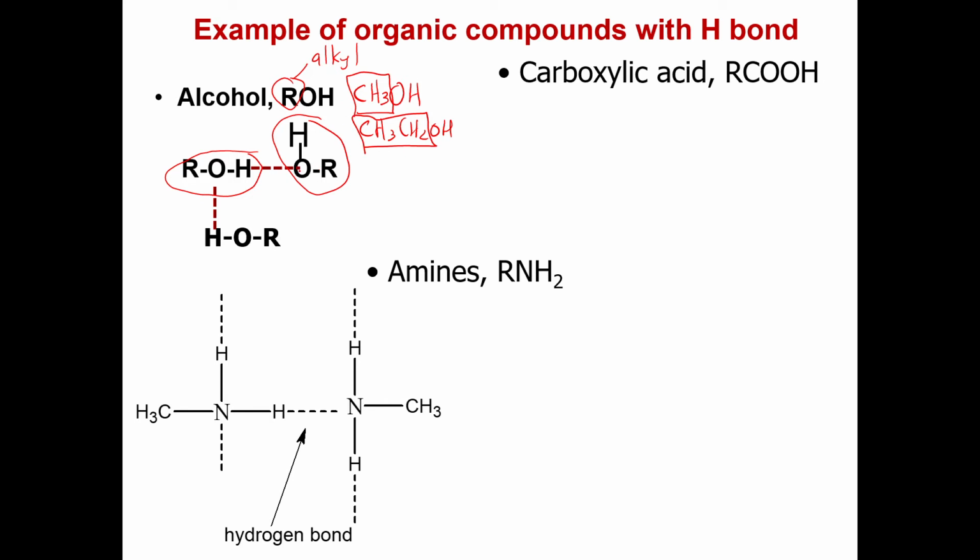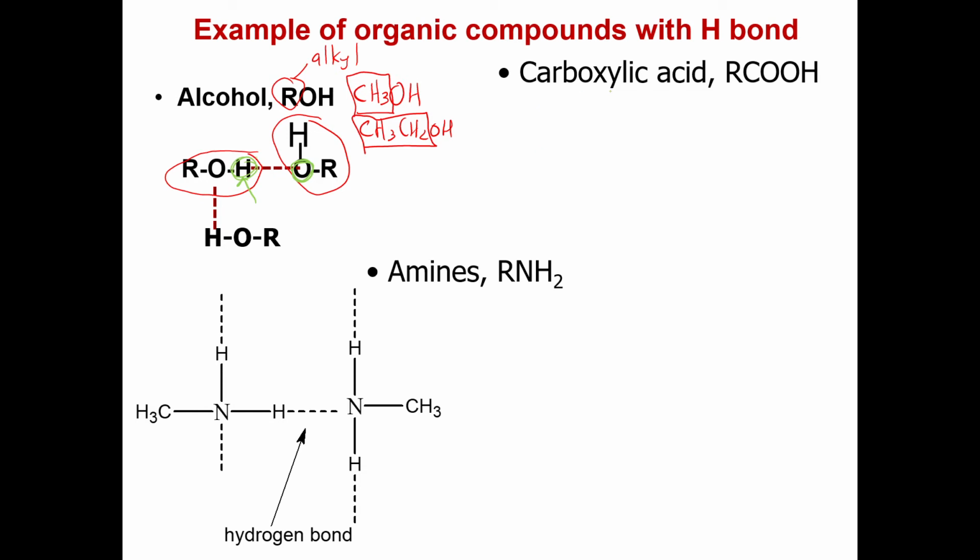Okay, so the hydrogen bonding exists between the oxygen of the first molecule and the hydrogen in the second molecule. So this one is hydrogen bonding. This is O and this one is H. So remember, between H and O.